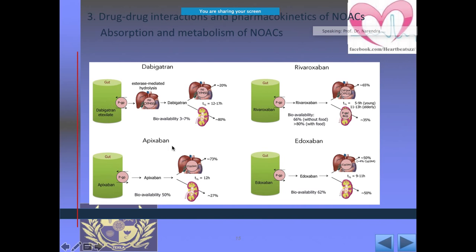So then comes drug-to-drug interactions. As you may see, the bioavailability of dabigatran is not so high. That is why you have to give a dosage of 110 milligram or 150 milligram actually. However, for rivaroxaban, the bioavailability without food is almost 67%, and with food it's almost more than 80%.